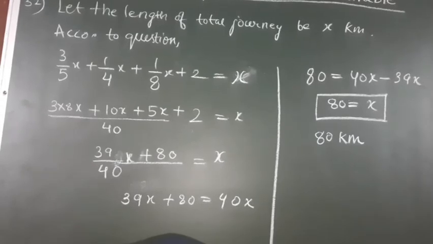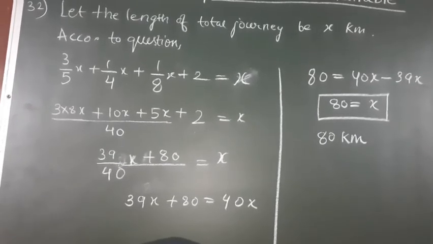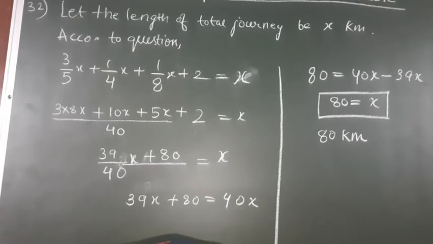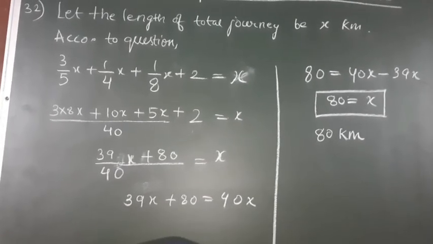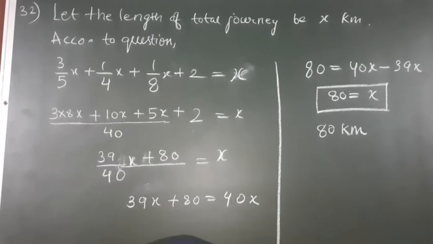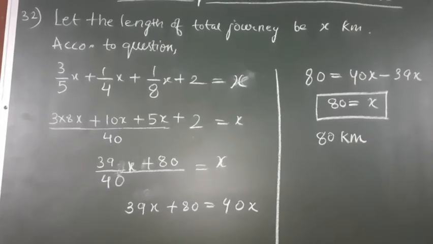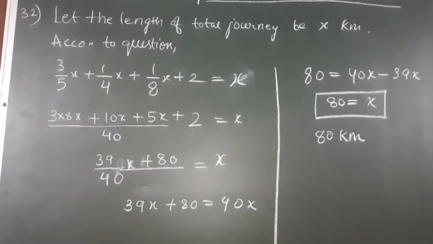And to make it 40, 1 has to be multiplied by 40. Same goes with the numerator. So 2 also I have multiplied by 40. So in the numerator now it is 39x plus 80 upon 40 is equal to x. Now this 40 is in division. Once it goes to the right hand side, it will be in multiplication. So it will be 40x.